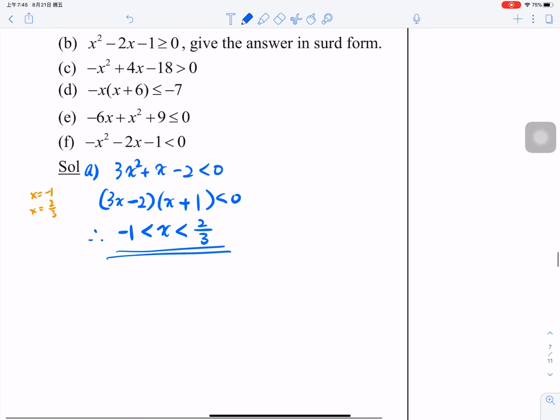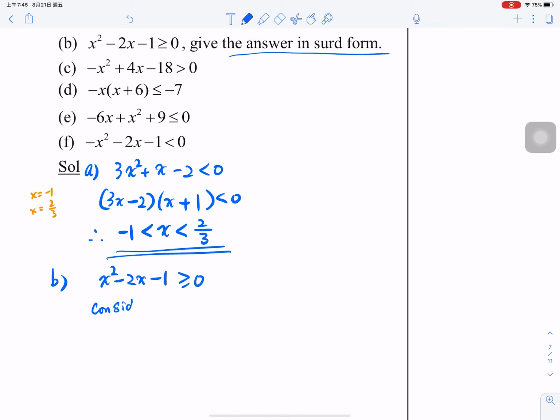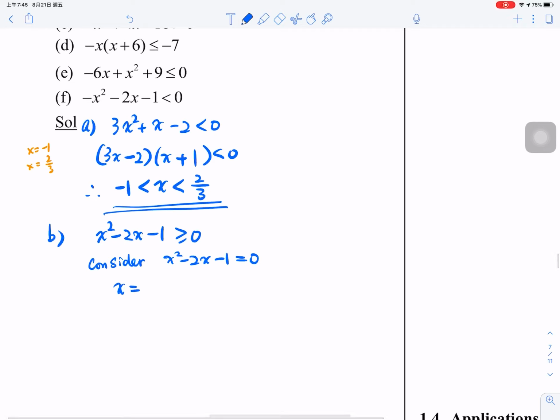Understand? Part B. x squared minus 2x minus 1 greater or equals 0. And this time I ask you to give the answer in surd form. And you found that this one cannot factorize. Then how can we do? So we consider this one as a quadratic equation. Then you can find the roots of the equation. That means you need to find the x-intercept of the graph.